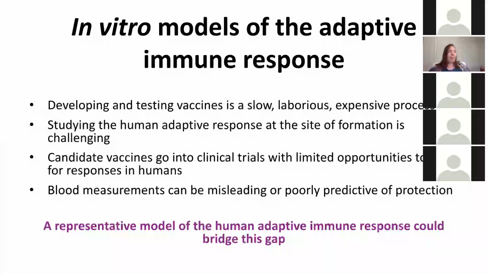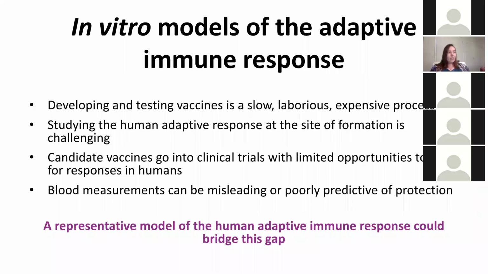I always like to put up this slide, but given our current circumstances, I think it's becoming much more obvious that it would be much more helpful to have appropriate models of the adaptive immune response that would allow us to accelerate and improve vaccine candidate testing. As I'm sure you're all becoming rapidly aware, testing and developing vaccines is often a slow and laborious process, and it's incredibly expensive because it's largely an empirical science.